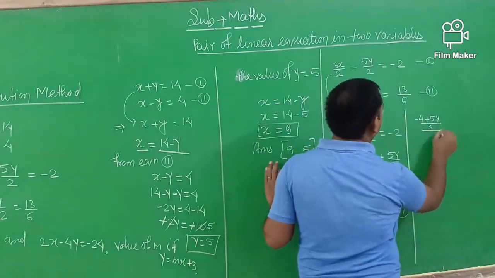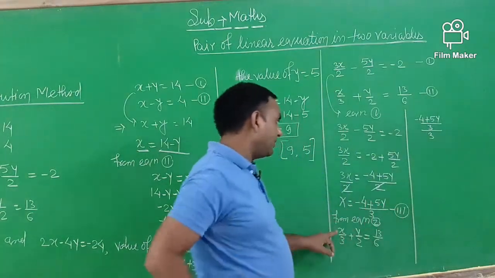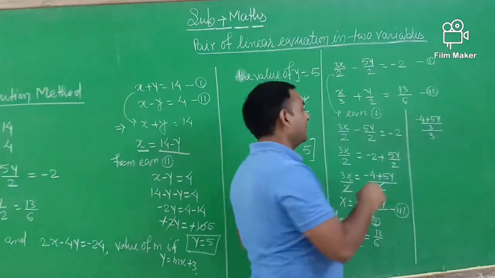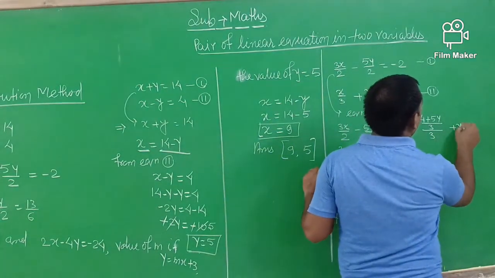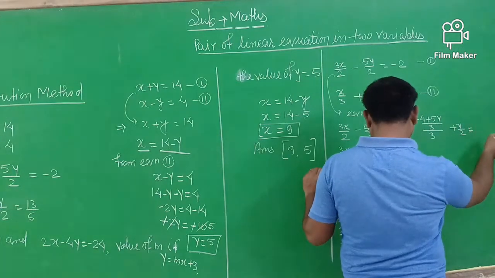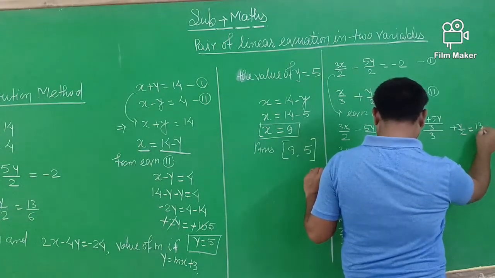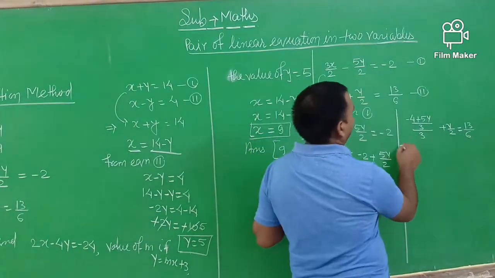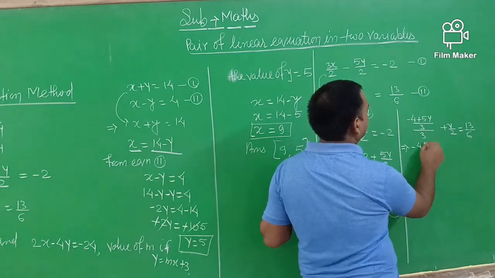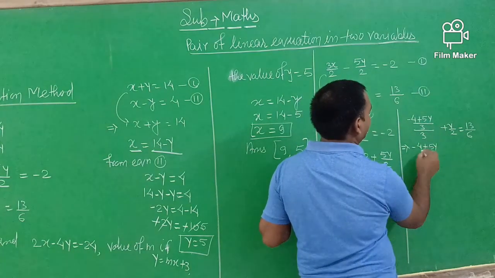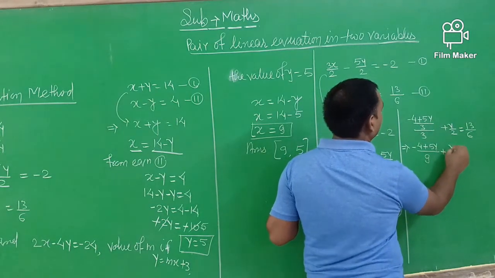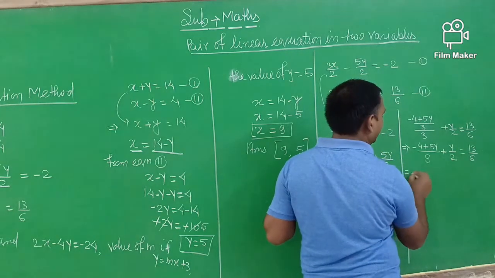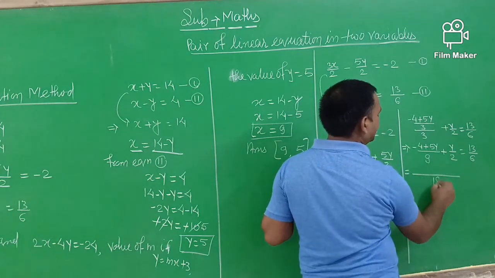Because the value of x is equal to minus 4 plus 5y by 3, upon 3 plus y by 2 is equal to 13 by 6. First I solve it. This is minus 4 plus 5y, 3 3s are 9, plus y by 2, is equal to 13 by 6. I take the LCM. LCM of 2 and 9 is 18.